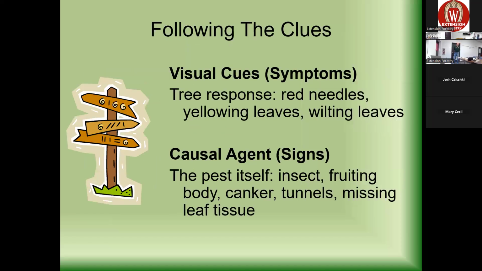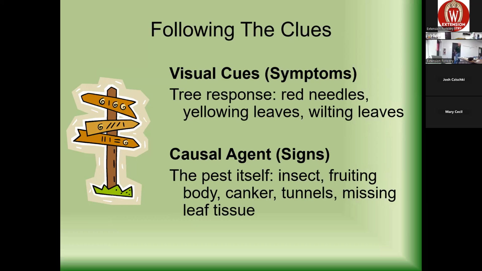Visual cues. These are the symptoms. So this is the way the tree is going to respond to some sort of insult that's thrown at it. Maybe the needles are turning red. Maybe the leaves are yellowing or wilting. Something isn't right. Those leaves should be green in July, and all of a sudden they're turning yellow. Something's wrong.